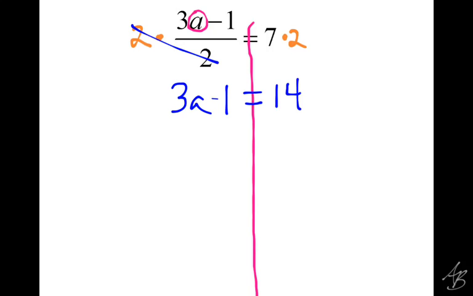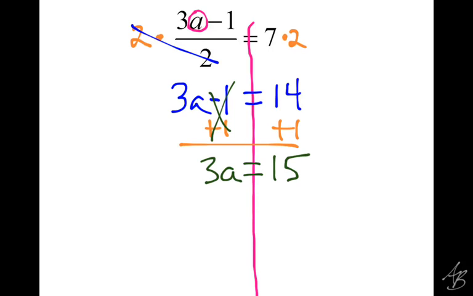14. Okay. Then after we get rid of that 2, the next thing we're going to get rid of is the 1. And how are we going to do that? We're going to add 1. So we add 1 on each side. And on the left side, the -1 and the +1 cancel each other out, leaving what? 3a. And on the right side, 14 plus 1 is? 15. All right, then what?